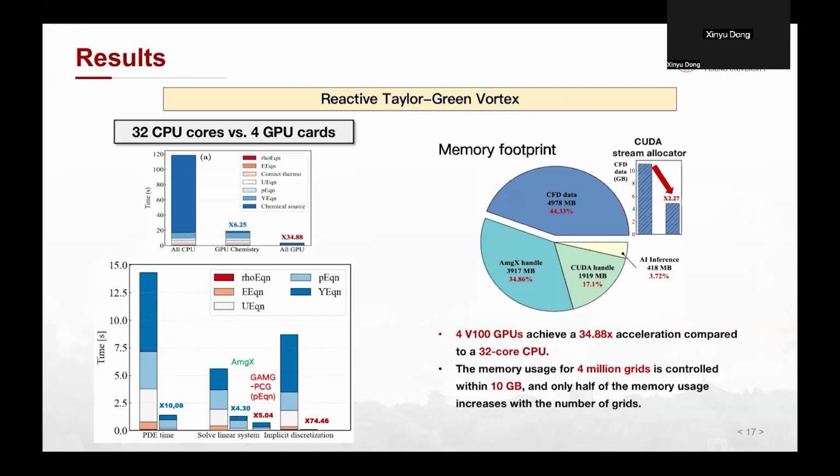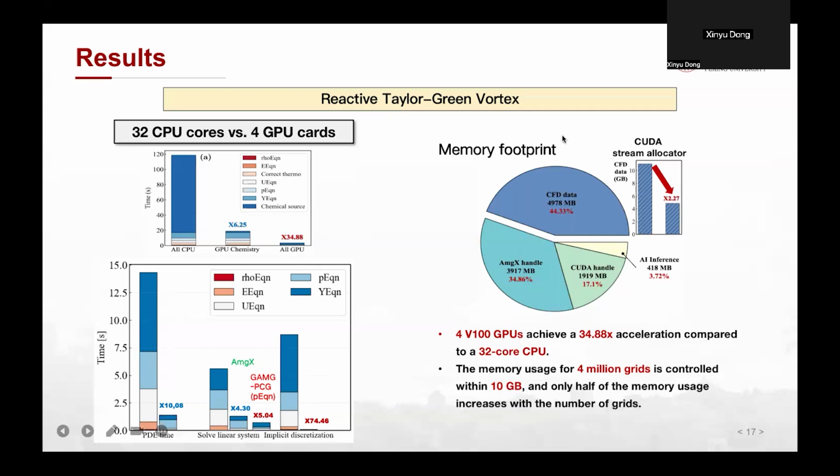And here we give a breakdown of the PDE solving procedure. It can be seen that the implicit discretization part gets nearly 75 times acceleration, and the solving part, which is conducted by AMGX, achieved a 4.3 times acceleration. By further using GAMG PCG to solve the p equation, we achieved an additional 5 times acceleration compared to using AMGX for solving the p equation.